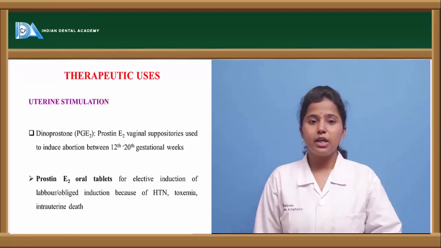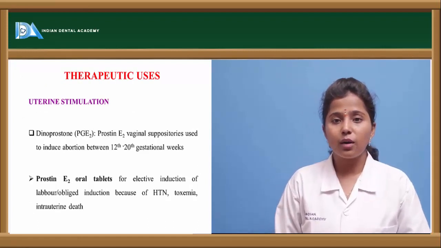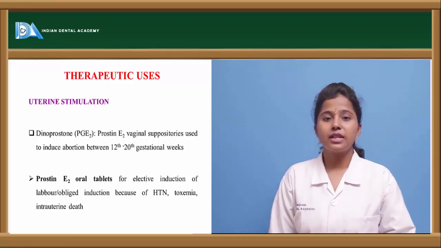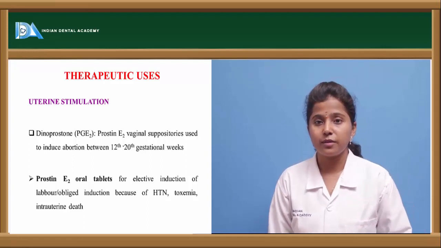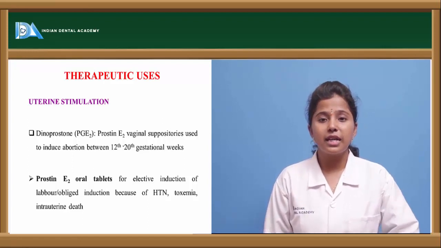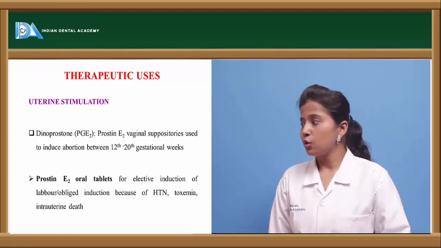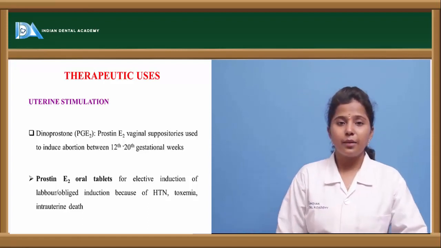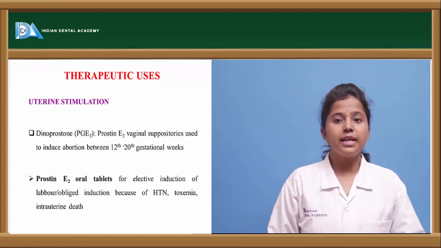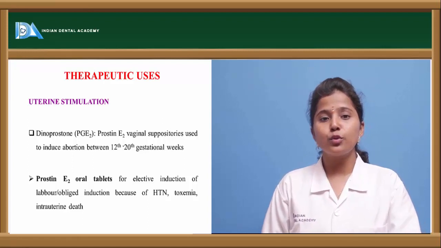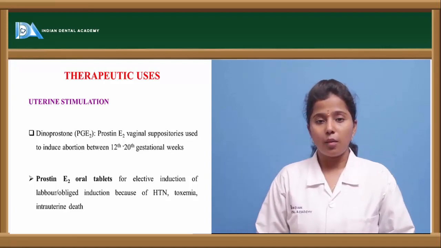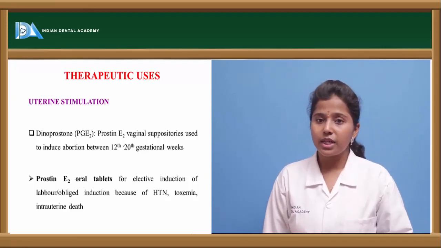Let us see the therapeutic uses of these prostaglandins. What are the uses we can observe when prostaglandins are given? Prostaglandins mainly have a therapeutic use called uterine stimulation. A drug called dinoprostone contains the prostaglandin PGE2. This dinoprostone is marketed as a vaginal suppository. When these vaginal suppositories are given, it causes abortion at the 2nd to 12th week of pregnancy. So if a pregnant woman takes this dinoprostone, it causes abortion.